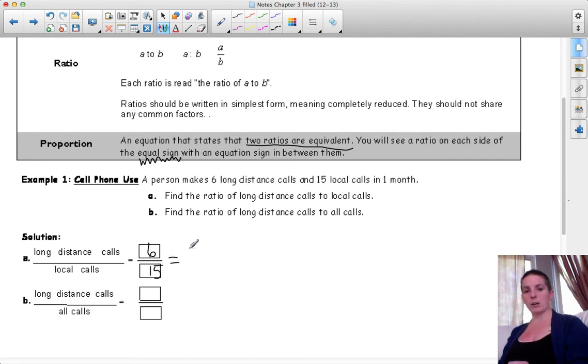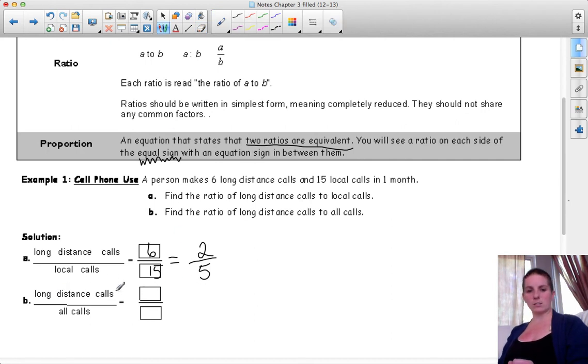So 6 and 15 are both divisible by 3. They're divisible by 3. I would like 2 over 5. There we go. Alright, so we've got 2 over 5.